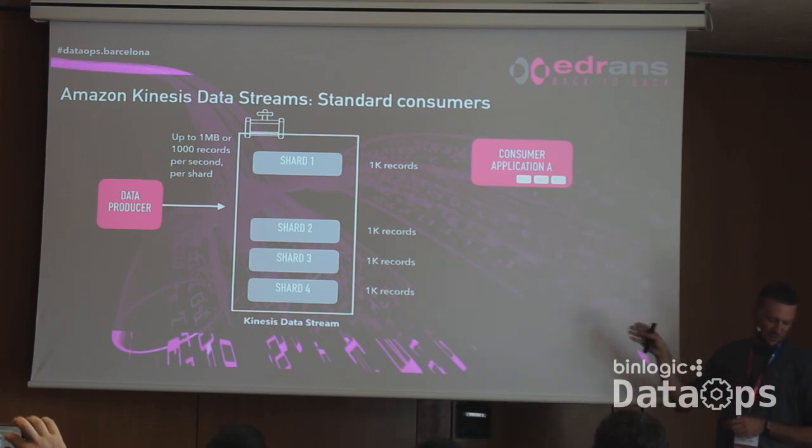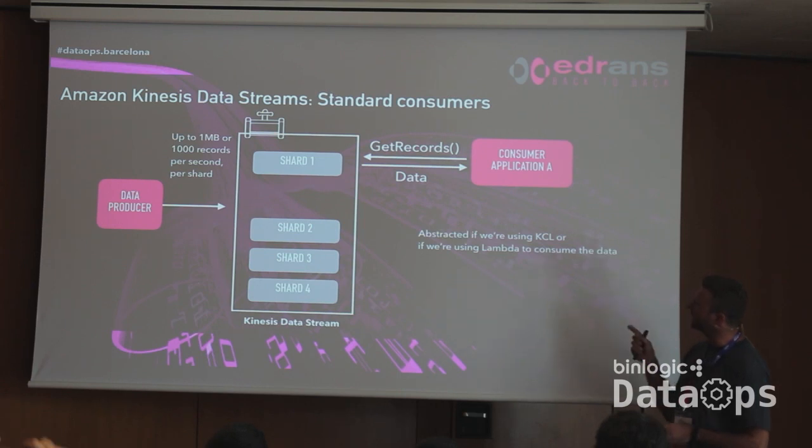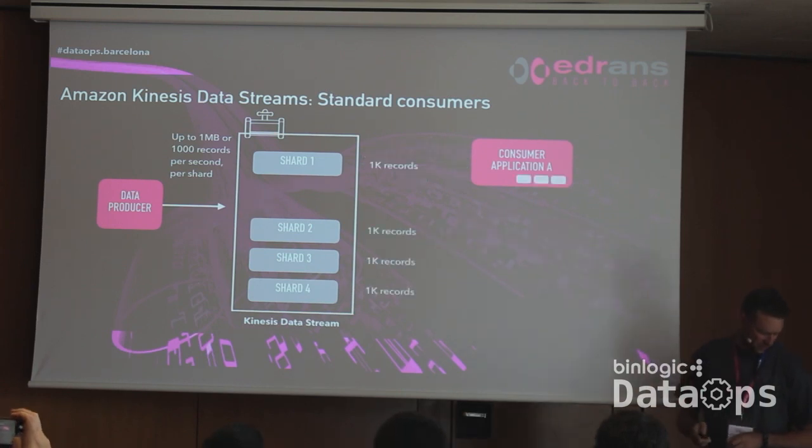A consumer application has multiple threads. Each thread gets data from a shard via a get records call on the API. Also, this is abstracted if we're using the KCL library, or if we're using Lambda. If you code your consumer yourself, you're going to be taking care of that.